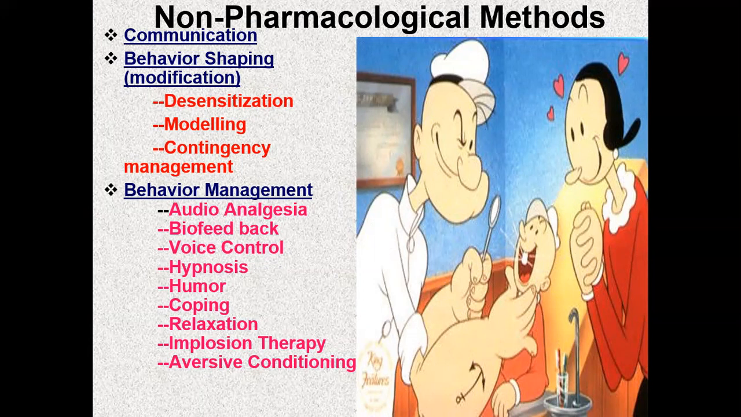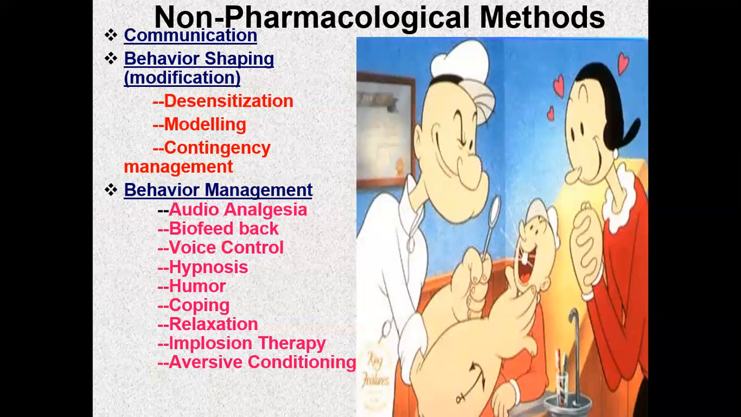Okay, so always when you get a question on what do you mean by behavior management, you need to write the entire classification. First is communication, second is behavior shaping or behavior modification, and third one is behavior management. Behavior modification has been asked several times as a short essay. Desensitization is a short essay. Modeling is a short essay. Contingency management is also a short essay.